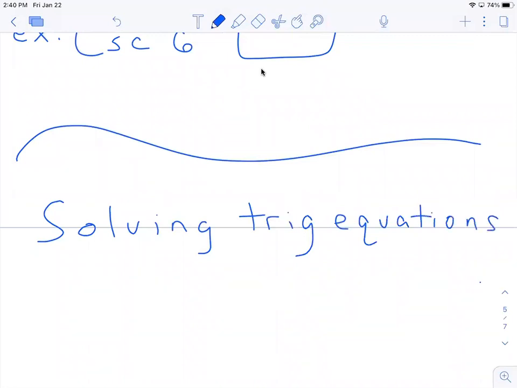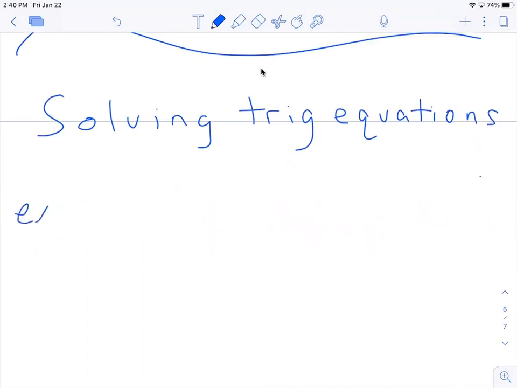And so these are just algebraic equations like we've been doing, except it involves some of that sine, cosine, tangent stuff. So for example, if we had 2 sine x, which is 2 times the sine of x, plus the square root of 2 is equal to 0, and we want to solve that for x. We want to know what values can we plug in for x so that that's a true statement.